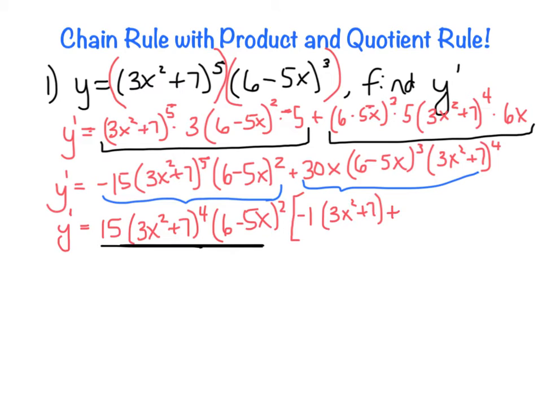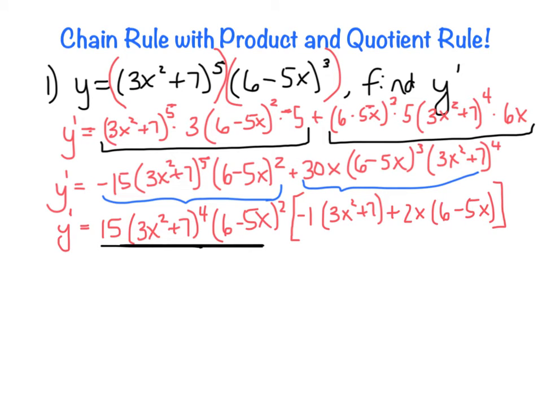Okay, now plus. Now we start over again, and we're dividing this into the other side of the plus sign. So 15 goes into 30x 2x times. 3x squared plus 7 to the fourth, they match this time on both sides, and so we can just drop those. They divide up completely, and the 6 minus 5x squared divides into the 6 minus 5x cubed and leaves a 6 minus 5x.